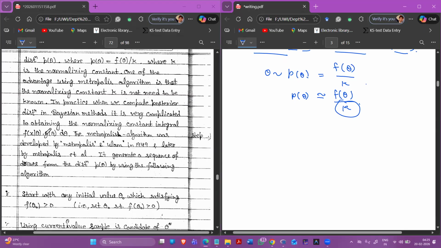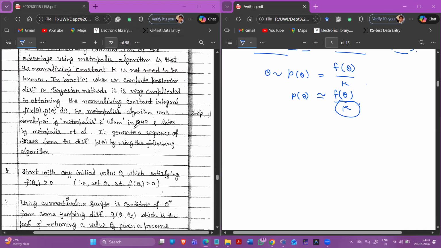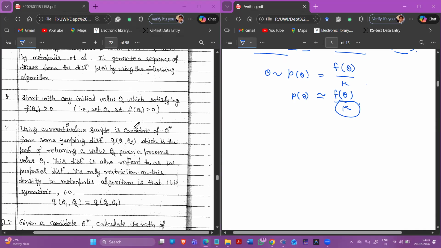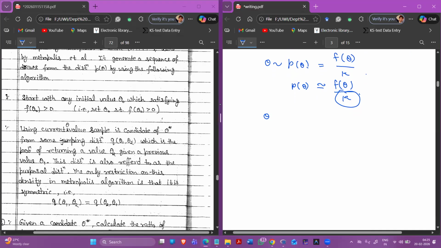The integral of f(x given theta) times g(theta) d theta. The Metropolis algorithm. So here, what are we going to do? How is this method going to work? Basically, if I say that my theta follows p(theta), I can approximate it by f(theta) divided by k.